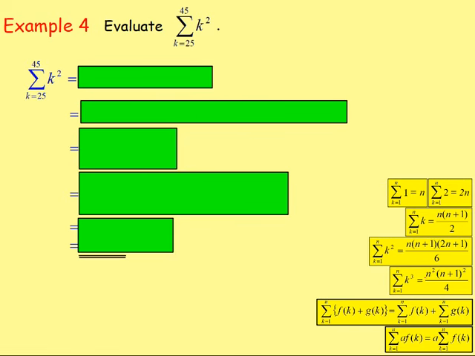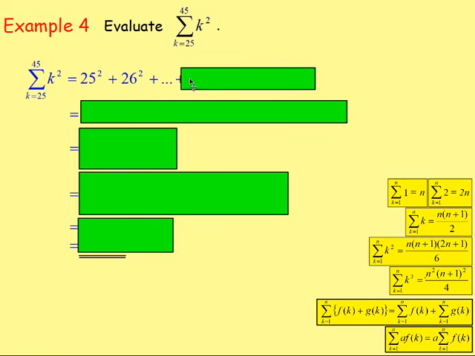Example 4, evaluate the sum of k squared going from k equals 25 all the way up to 45. First of all, you need to think, what does that really mean? What is it we are wanting? That really means 25 squared, because we're starting off replacing k with 25, so we'd have 25 squared. And we're going all the way up to 45, so we'd then sub in 26, so it'll be 26 squared. Then we'd sub in 27, then 28, all the way up to 45 that we would sub in.